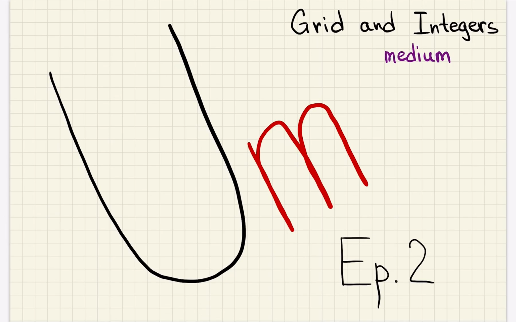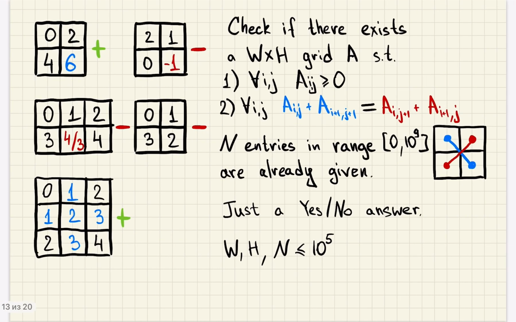Episode 2, Grid and Integers. Let's recap the problem statement. We should check if there exists a grid of given size such that all the elements in the grid are non-negative, and for every 2 by 2 subsquare of the grid, the sum on this blue diagonal is equal to the sum on this red diagonal. Also, some of the elements of the grid are already given and the integers in this range. We are only asked for a yes or no answer.